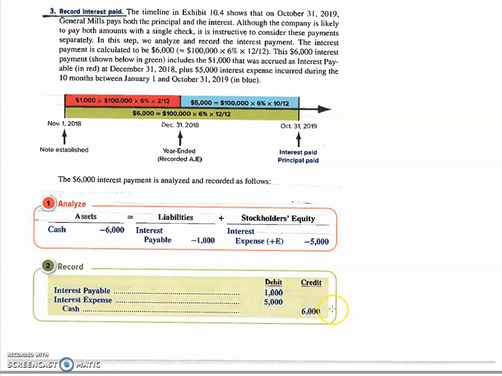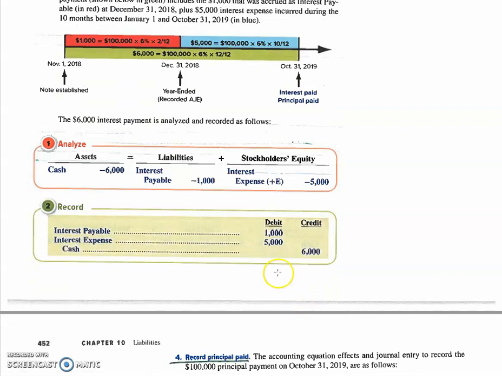Now again, I hope I'm not confusing you with that, but you see here the $1,000 is what we accrued at the end of last year. The $5,000 is the interest we accrued for this year. It's going to interest expense. Okay, then we pay off the loan.